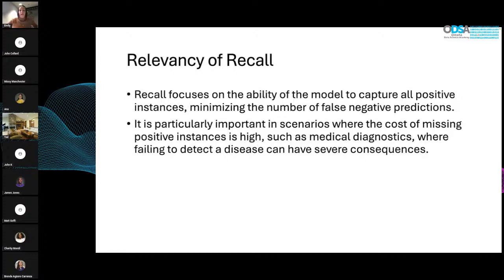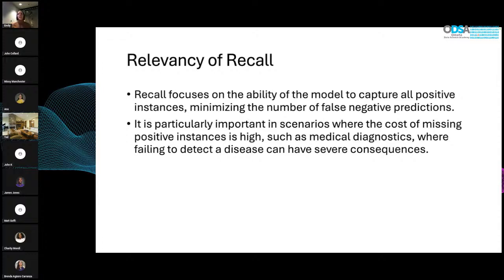So the relevancy of recall, it's focused on the ability of the model to capture all positive instances, minimizing the number of false negative predictions. And it's really important in situations where the cost of missing a positive instance is high, such as medical diagnostics. Precision and recall are both important in medical diagnostics, where failing to detect a disease can have severe consequences.